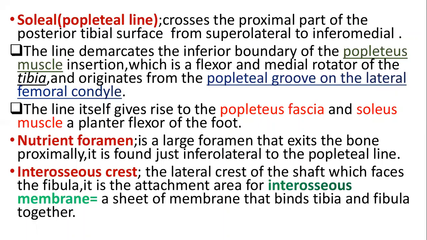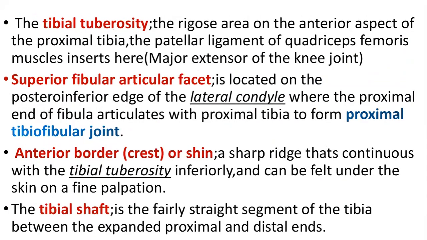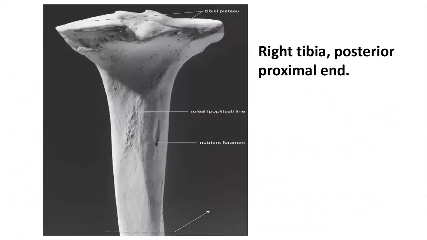For whoever has the model of the tibia, you can as well find the line which I'm talking about. So the nutrient foramen is a large foramen that exits the bone proximally, and it's found just inferolateral to the popliteal line. So the nutrient foramen, you can go back and check about it, it's right here, the nutrient foramen.